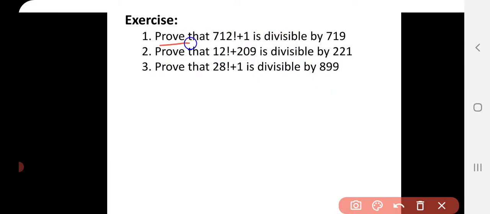First one, prove that 712 factorial plus 1 is divisible by 719. Second one, 12 factorial plus 209 is divisible by 221. Third one, 28 factorial plus 1 is divisible by 899.